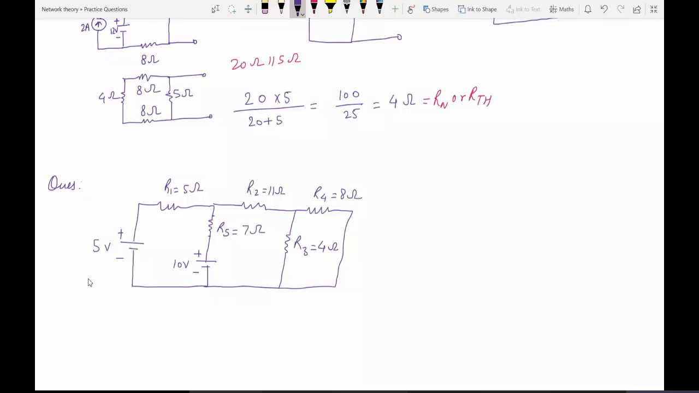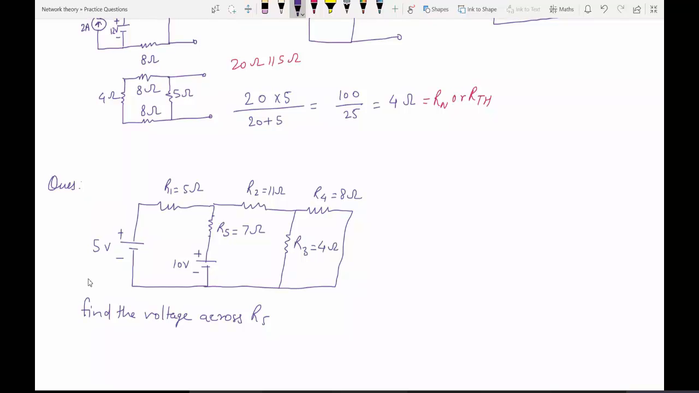The question is, find the voltage across R5. Okay, so how to find?